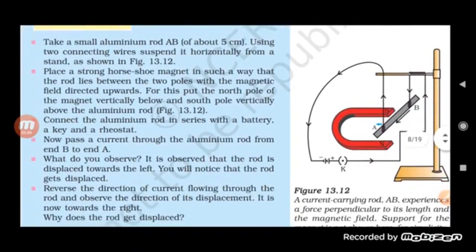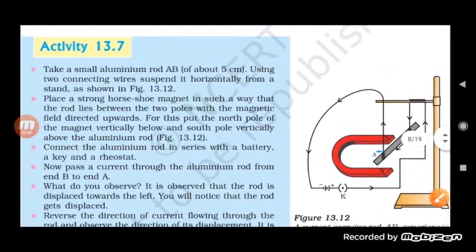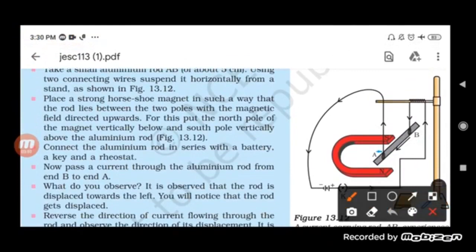As you can see here in the picture itself, we have taken a small aluminium rod, about 5 centimeters long, and there are two connecting wires. These two wires are connected to the rod, and because of this it is suspended horizontally from the stand. This is the stand, and these two are the wires which hold the aluminium rod. We have suspended it in such a way that it is horizontal.